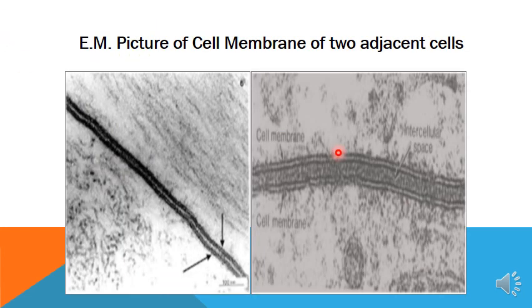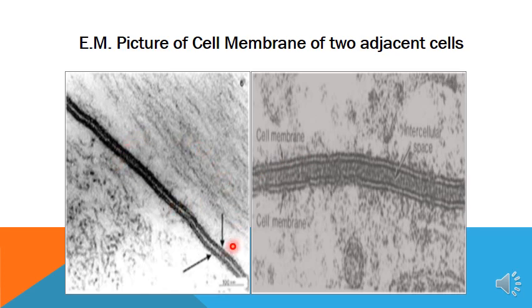This picture shows the cell membrane by EM. The cell membrane doesn't appear by LM because it is very thin. It appears by EM as a trilaminar appearance, which is three lines: two lines are electron dense, which is a deep gray, and the middle line is electron lucent, which is light gray.